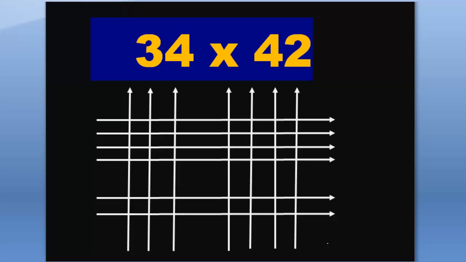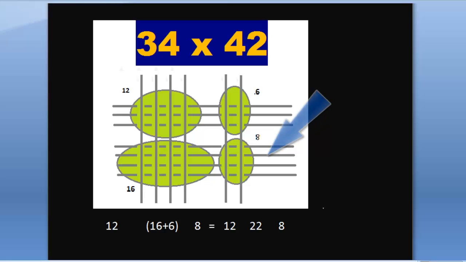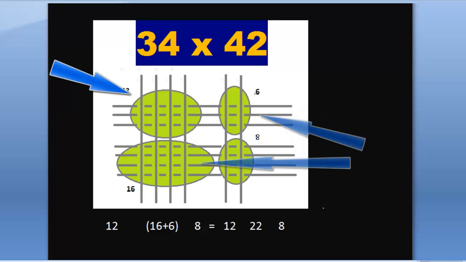Let me take another example. We are going to multiply 34 by 42. 34, 3 and 4, 3 vertical lines and 4 vertical lines. 42, 4 and 2, 4 horizontal lines and 2 horizontal lines. And when they intersect, when 34 and 42 are multiplied, in the units place we get 8 intersections. In the hundreds place there are 12 intersections, and in the tens place you have a 6 plus a 16 intersections. This is represented in the figure very clearly.